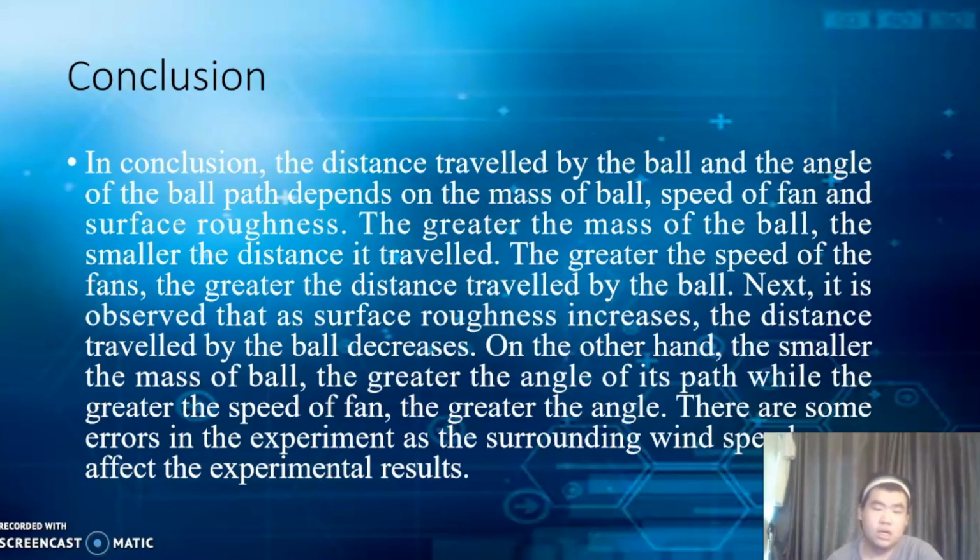In conclusion, the distance traveled by the ball and the angle of the ball path depend on the mass of the ball, the speed of the fan, and the surface roughness. The greater the mass of the ball, the smaller the distance traveled, and the greater the speed of the fan, the greater the distance traveled by the ball. Next, it's observed that as the surface roughness increases, the distance traveled by the ball decreases.